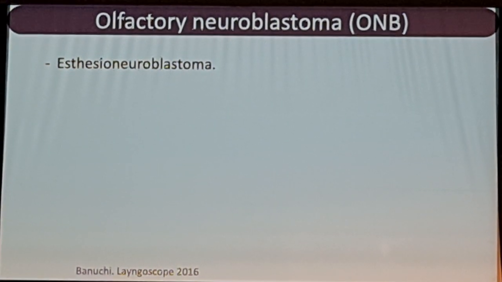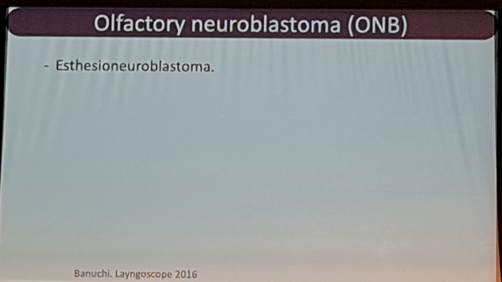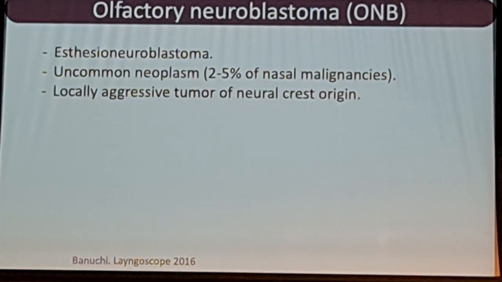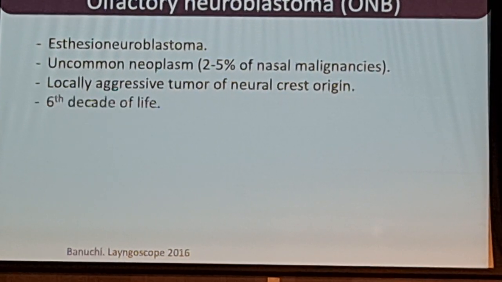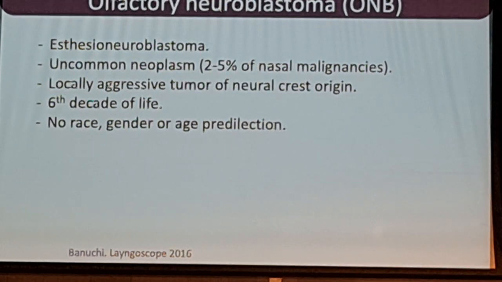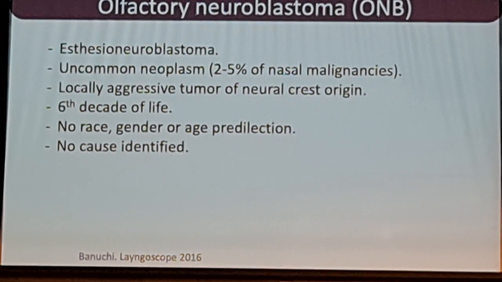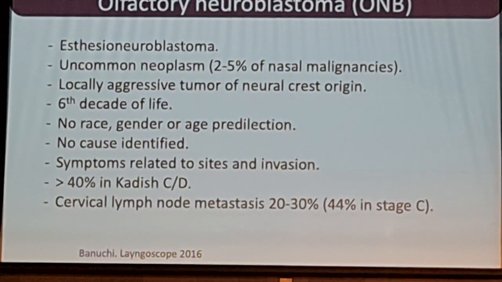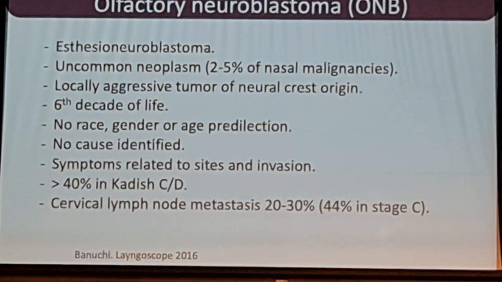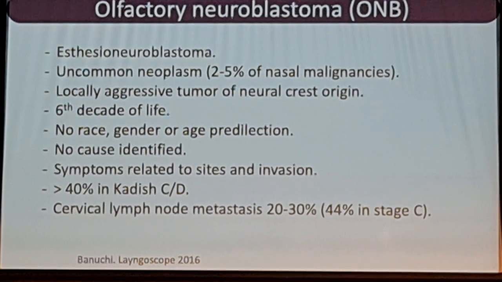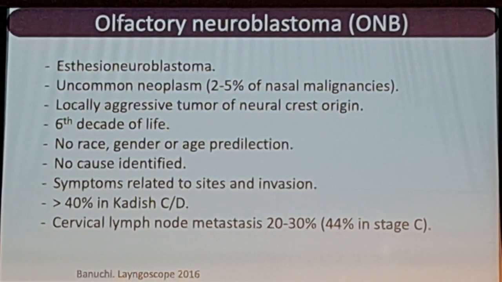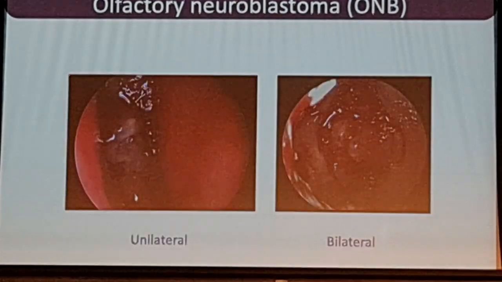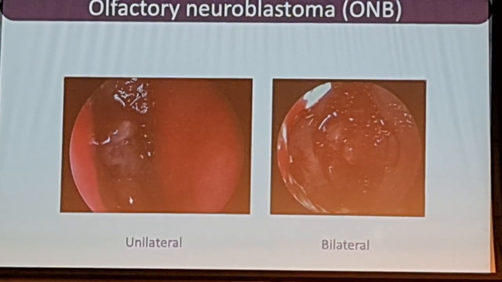This is ITAC tumors, and now I'm talking about olfactory neuroblastoma or esthesioneuroblastoma, an uncommon neoplasm, locally aggressive. No difference in age between male and female, no known causes. Most of them come to see us in advanced stage, C or D. Lymph node metastasis in 20 or 30%, distant metastasis 15%. It can be unilateral or bilateral.